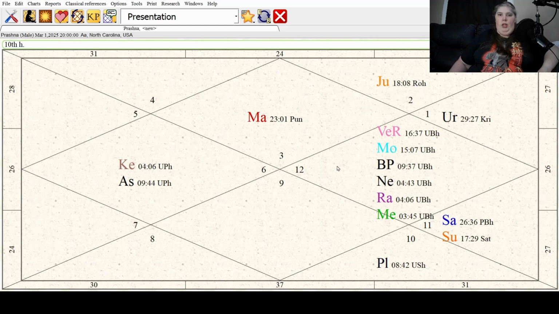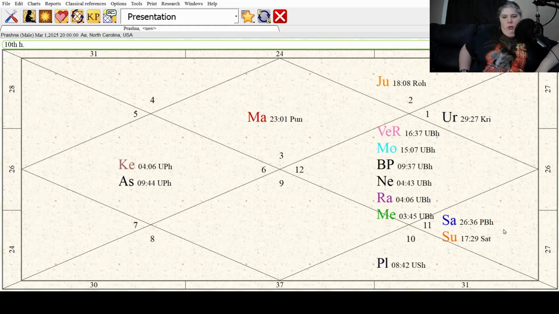Now, 10th house is your career, your status, your fame. It's your workplace, your managers, and your bosses. It's the highest house of karma. Now, all of this is being brought by Venus into Aquarius because Venus is retrograde. So Aquarius is your 9th house.